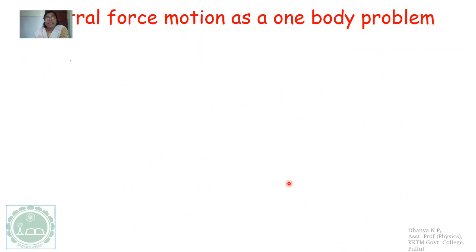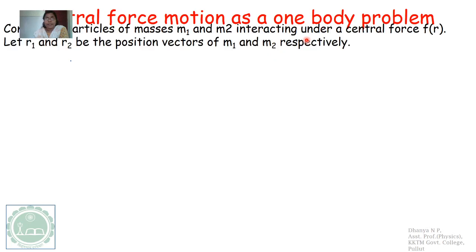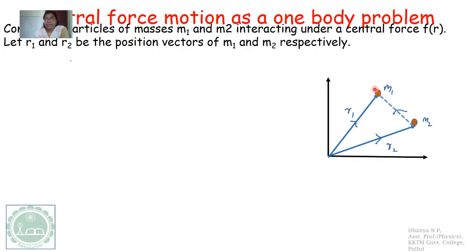Okay. Then this is a derivation. Central force motion is a one-body problem. Consider two particles of masses m1 and m2 interacting with each other under a central force F of r. Let r1 and r2 be the position vectors of m1 and m2 respectively. These are the two bodies m1 and m2, and r1 and r2 are their position vectors respectively.